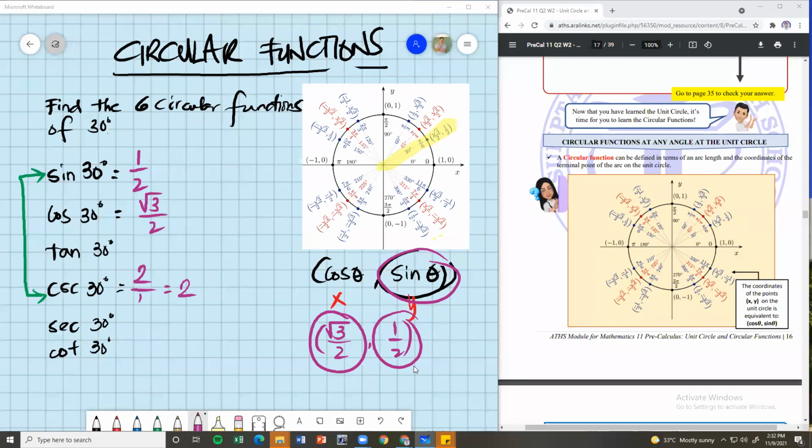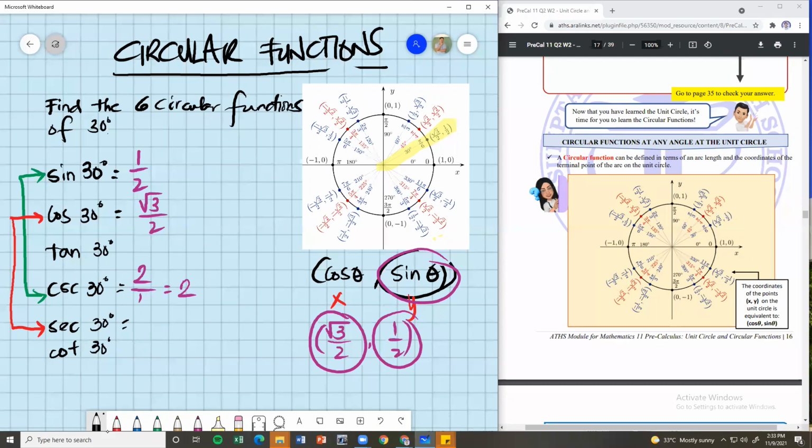Okay, it's just easy. Ready? Next, let's move on. Also, please take note that cosecant, cosine is the reciprocal of secant. Reciprocal ni cosine si secant. So, if cosine is square root of 3 over 2, what do you think is the secant 30? The value of secant 30.